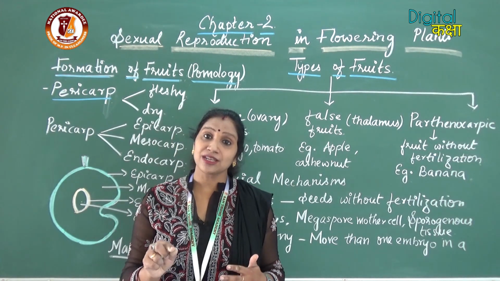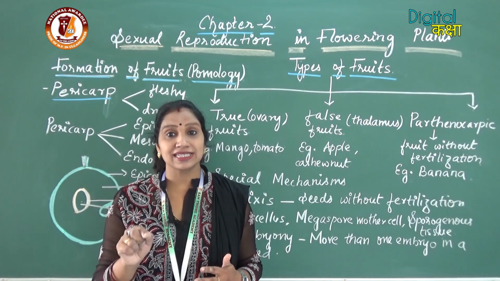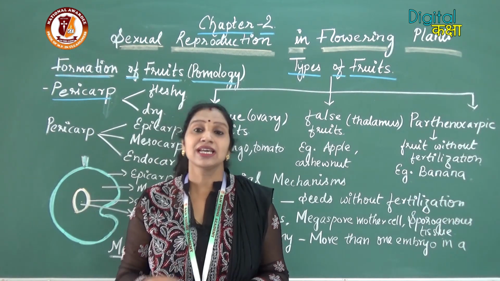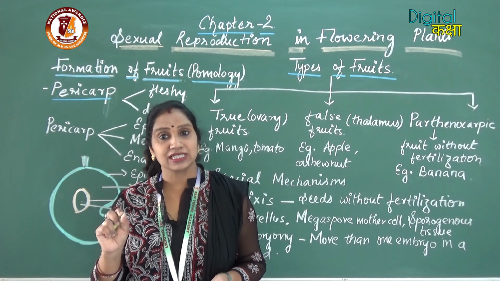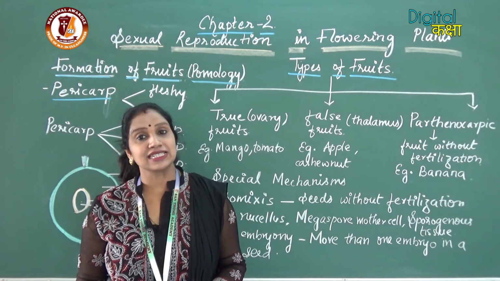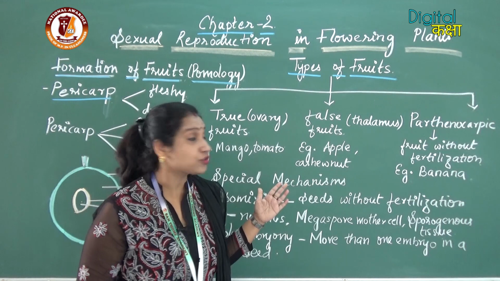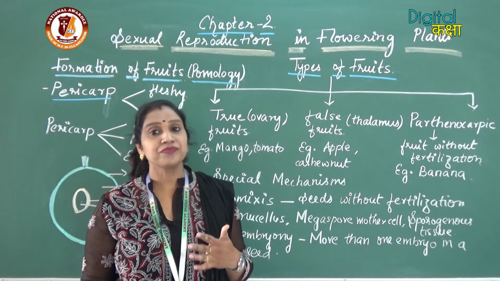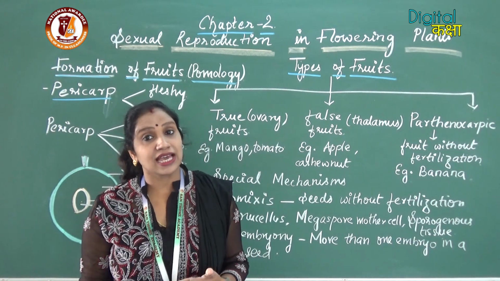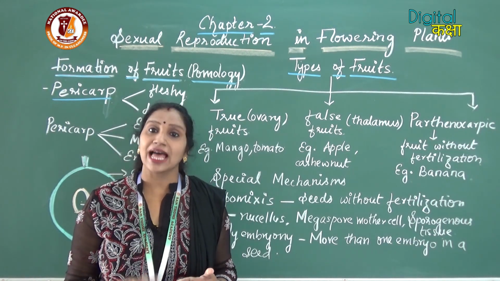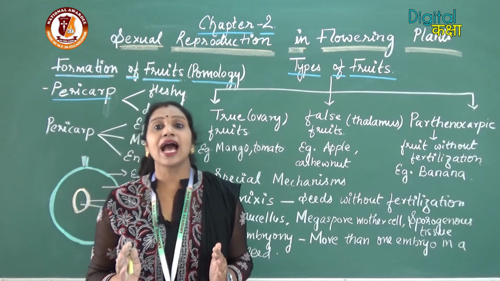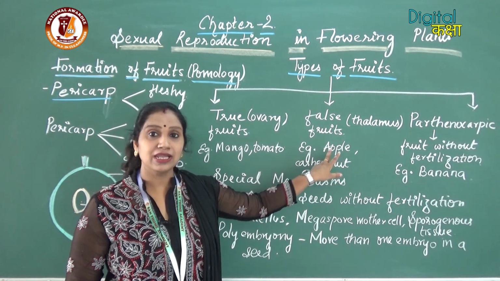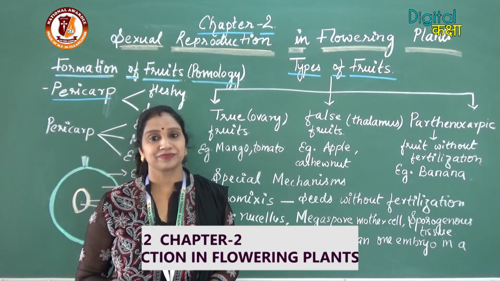And inner to the thalamus, you can see towards the center where the seeds are present. Surrounding that region, the ovary is present. And inside the ovary, the seeds are there. So, what are false fruits? False fruits are those fruits which are being formed from the part other than the ovary, for example, thalamus, which will ripen and form the fruit. Examples of false fruits are apple, cashew nut, strawberry.